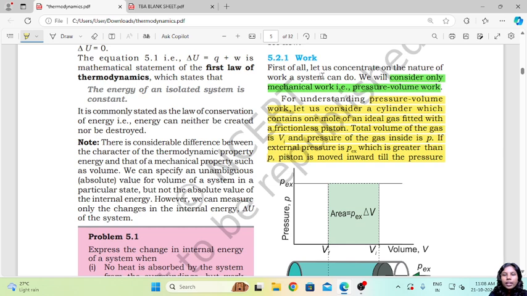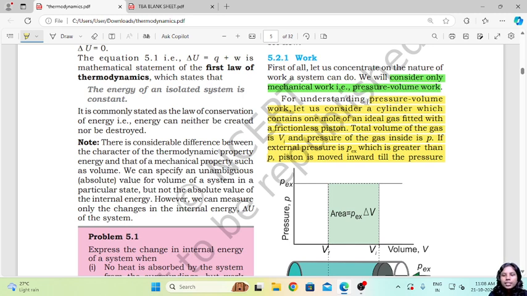So first of all, let us concentrate on the nature of the work a system can do. We will consider only the mechanical work, that is the pressure volume work. So in this case we are considering a type of mechanical work in which we are taking pressure volume work. So we will understand how pressure and volume have a relation between them.